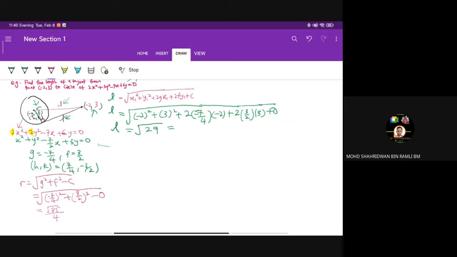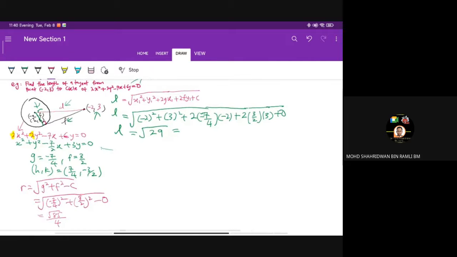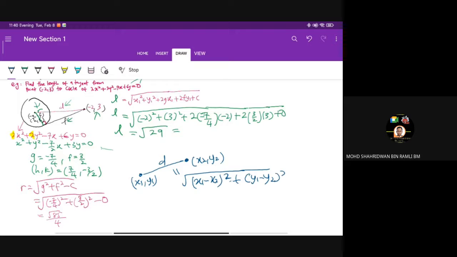Next we need to find this D, because we have two points here, between the center and this point (x1, y1), which is (negative 2, 3). When you have two points, let's say x1, y1 and x2, y2, how do you find this distance? The distance equals the square root of (x1 minus x2) squared plus (y1 minus y2) squared. Simple.